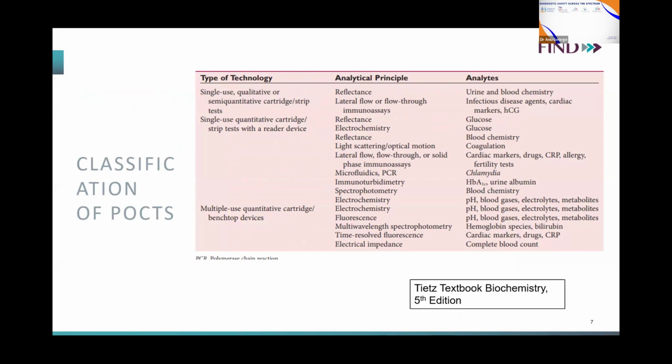And the second one is single use, quantitative. You actually give a number using a cartridge and all that. We'll come to the examples. And there are multiple use cartridge systems, which are like benchtop. There are multiple types of technology for POCTs, so depending upon the principles, we'll see a few in the next few slides.